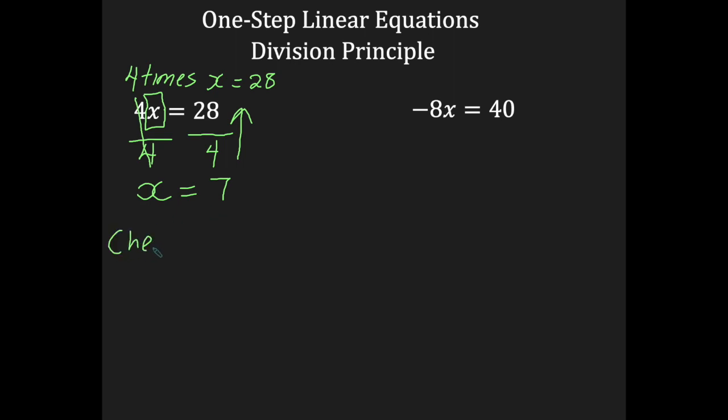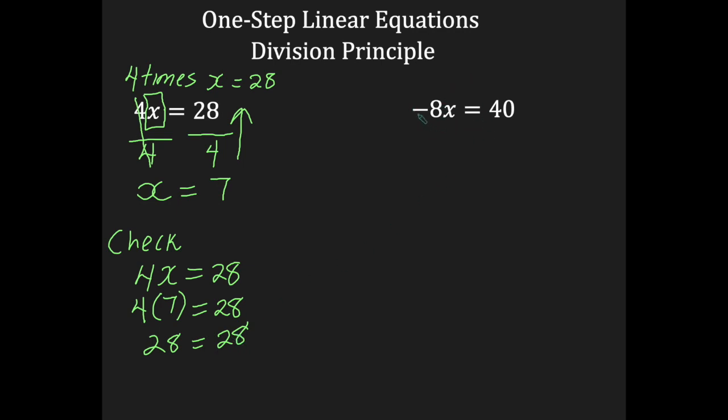You can check your answer as always. Write your equation, 4x equals 28. Replace your x by its numerical value, which is 7. Now on the left hand side, 4 times 7 is 28. So the left equals the right. So your answer is correct.